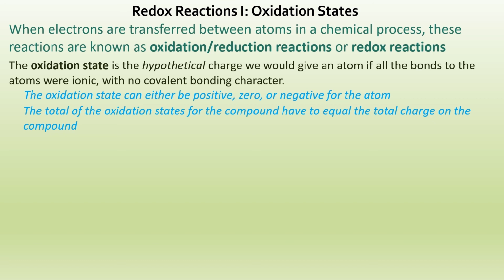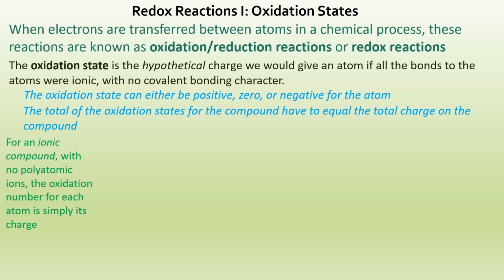Now, for an ionic compound with no polyatomic ions, the oxidation number for each atom is simply its charge. So for the ionic compound calcium chloride, CaCl2, we know that the preferred oxidation state or charge of the calcium atom is +2, and for each of the chloride atoms, their preferred oxidation state or charge will be -1. For calcium chloride, the total charge on the compound is supposed to be 0, and when we add up the oxidation numbers on each atom, they do indeed add up to 0.